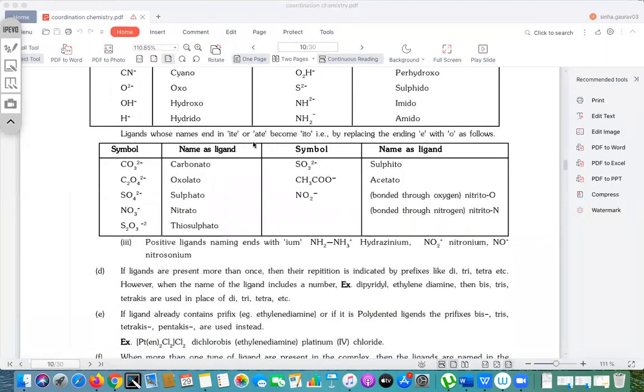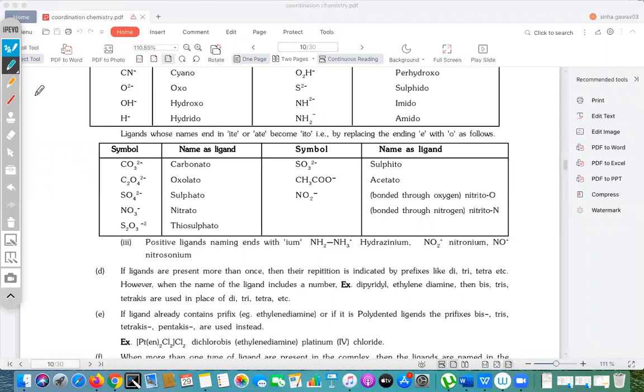OH minus is hydroxo, NH2 minus is amido, and so on. Ligands whose names end in -ite or -ate become -ito by replacing the ending E with O, as follows: carbonate, carbonato; oxalate, oxalato; sulfate, sulfato; acetate, acetato.